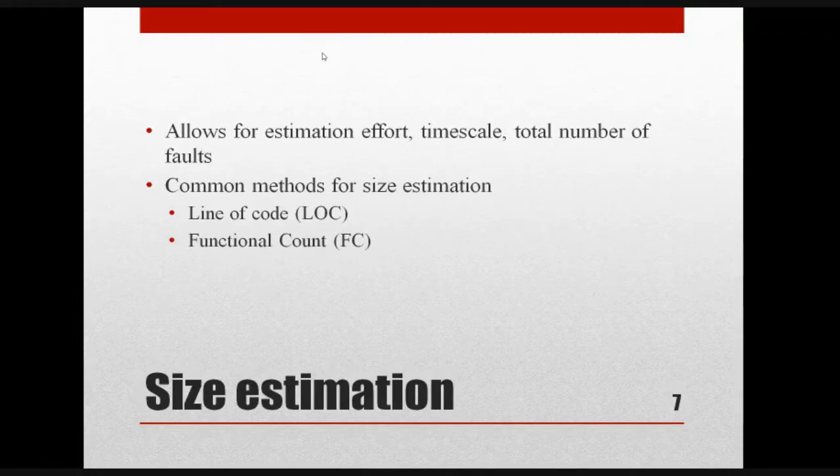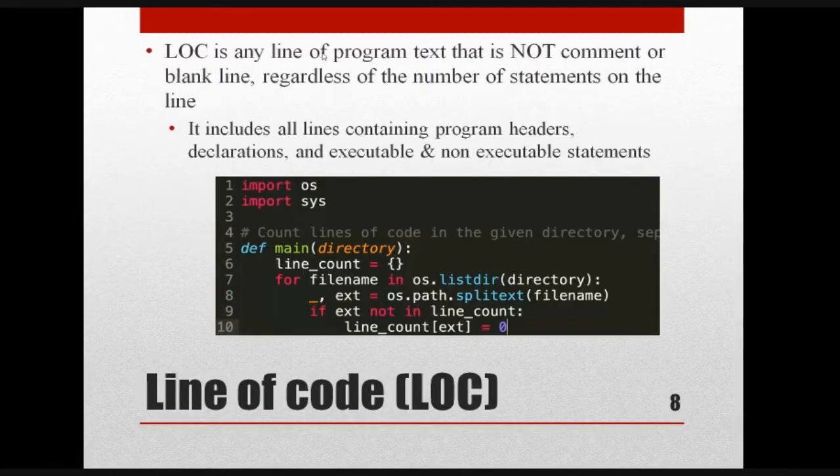So there are two methods to identify the size estimation: line of code and functional count. First, we'll see line of code. Please listen carefully, very important. What do you mean by line of code? Line of code is any line of program that is not a comment or blank line, regardless of the number of statements on the line. You are just going to count each and every line of your code. That is what is called your line of code.